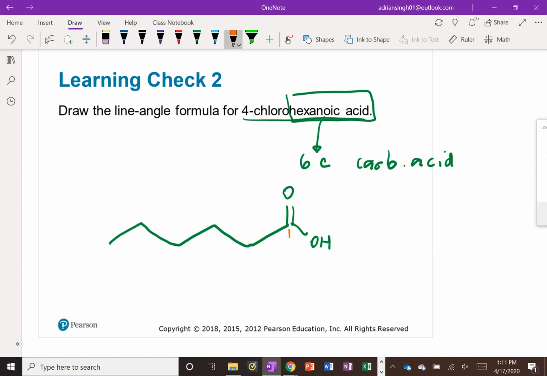I'm going to number this so that I know where everything is. All right, so the carbon here of the carbonyl, right, that has to be carbon 1. And then we have now a chlorine on carbon 4. So there's carbon 4, and I have a Cl attached to it. And that's it. All right, that's how you would draw your molecule, 4-chlorohexanoic acid.